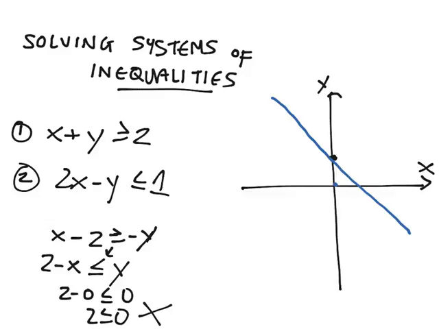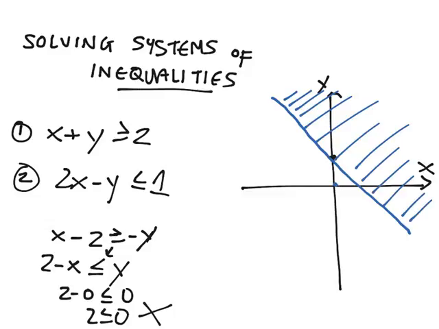And since it's an inequality, we take the point 0, 0, and we plug it into our first inequality. So we have 2 minus 0 is less than or equal to 0. 2 is less than or equal to 0. This is false. So we know that the point 0, 0 isn't in the solution space for our first inequality. So our first inequality solution has to be the area above the line, or to the right of the line.